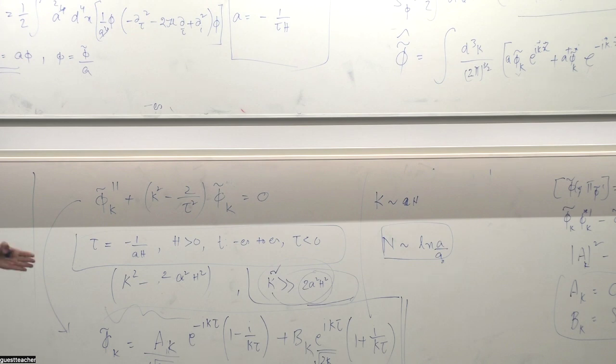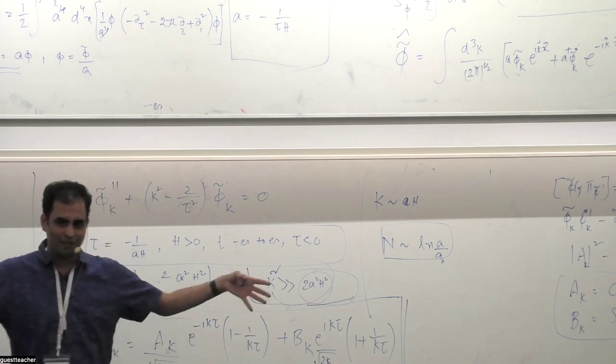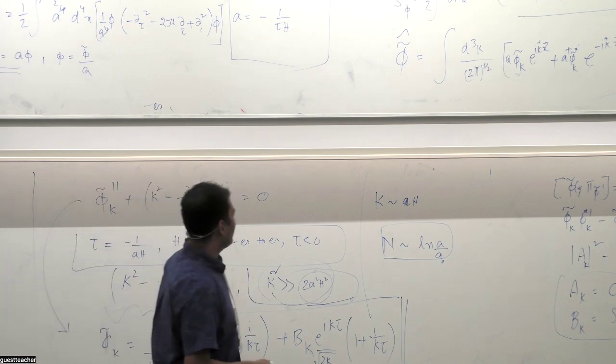You see, the expansion of the universe is decided by the clock. That is the scale factor. It tells you how much e-folding time happened.